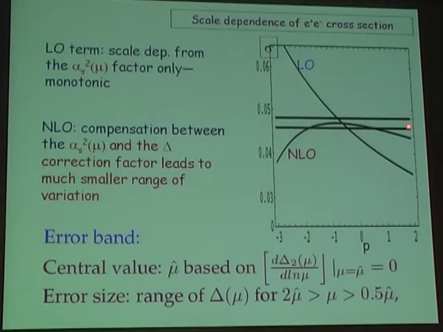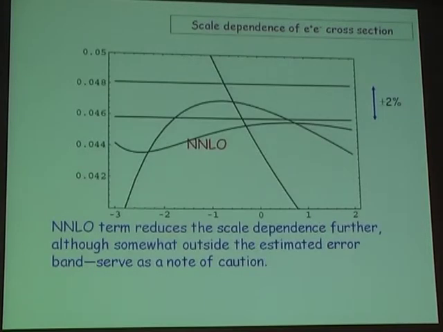These two lines indicate, suppose you choose this stable point as mu hat, where this is equal to zero, then you can estimate the uncertainty, for instance, by varying mu from this range. And in that case, you get this prediction here. You say a reasonable guess of the uncertainty is this much. Now, what happens if you now do a next leading order?